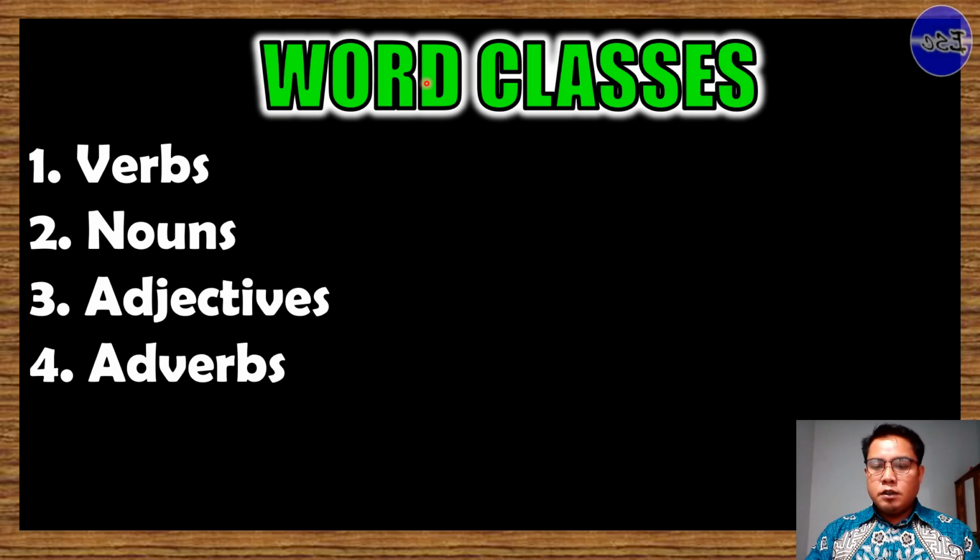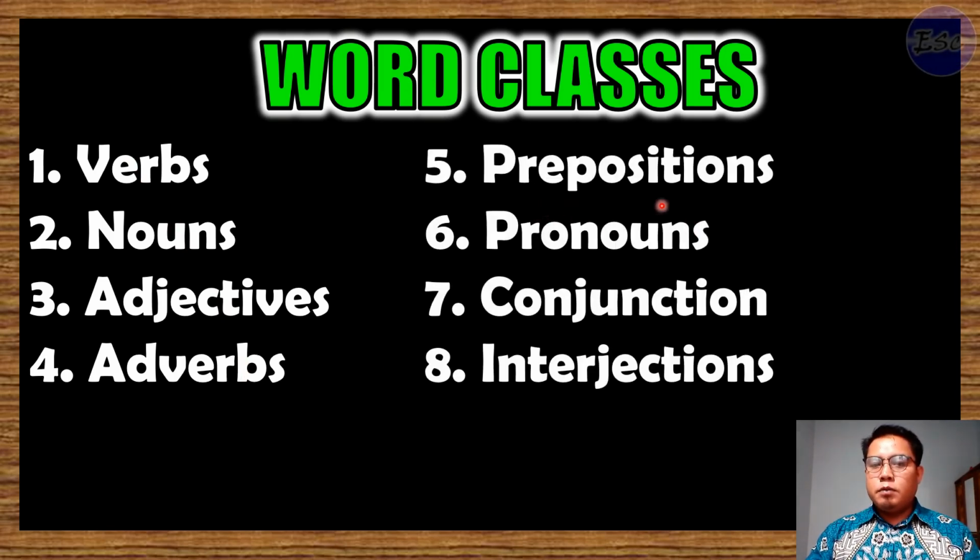Words can be divided into verbs, nouns, adjectives, adverbs, prepositions, pronouns, conjunctions, and interjections. Let's see them one by one, but once again, this is just an introduction. It means I don't explain them in detail, okay?